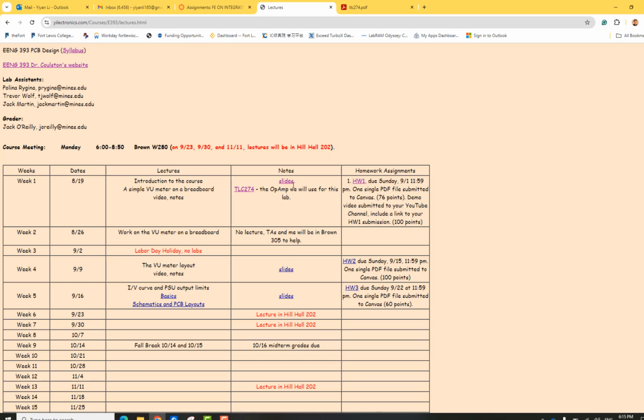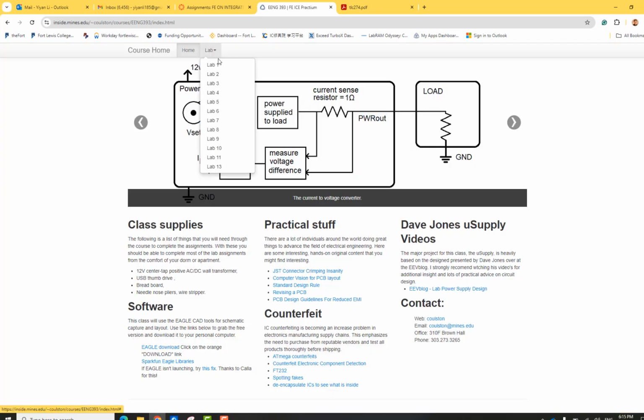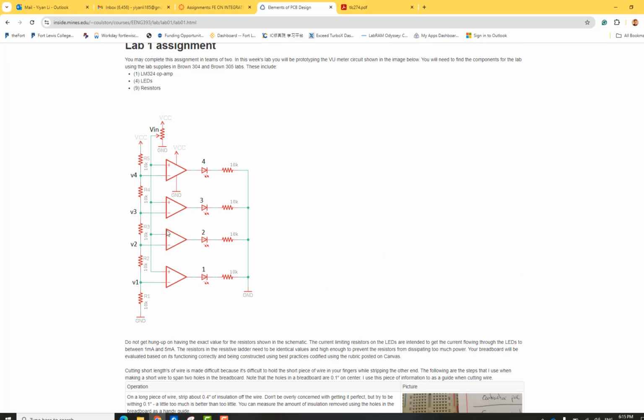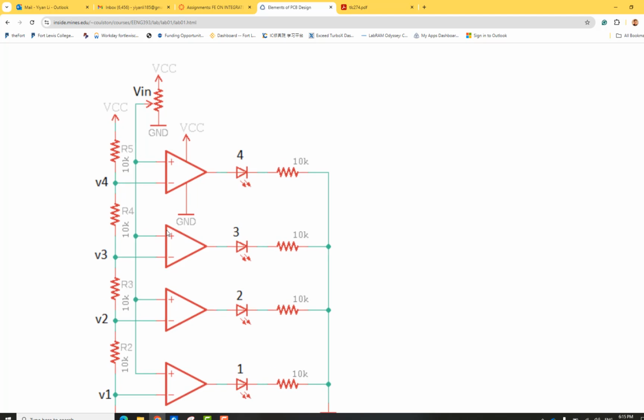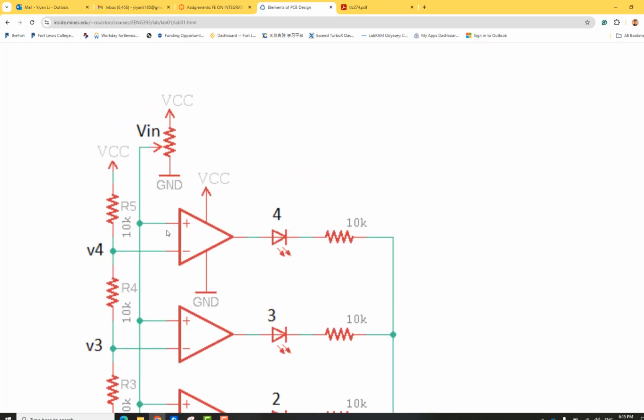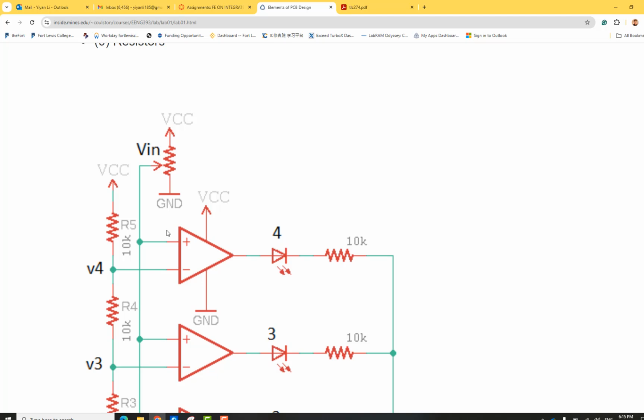Let's take a look at the schematic. Go to Dr. Carlson's website, lab 1. So here's the schematic, Circuit 101. This is a comparator, right? How do you tell it's a comparator? Yeah, open loop, no feedback. Did you see any feedback from the output to the input? No. So it's a comparator.